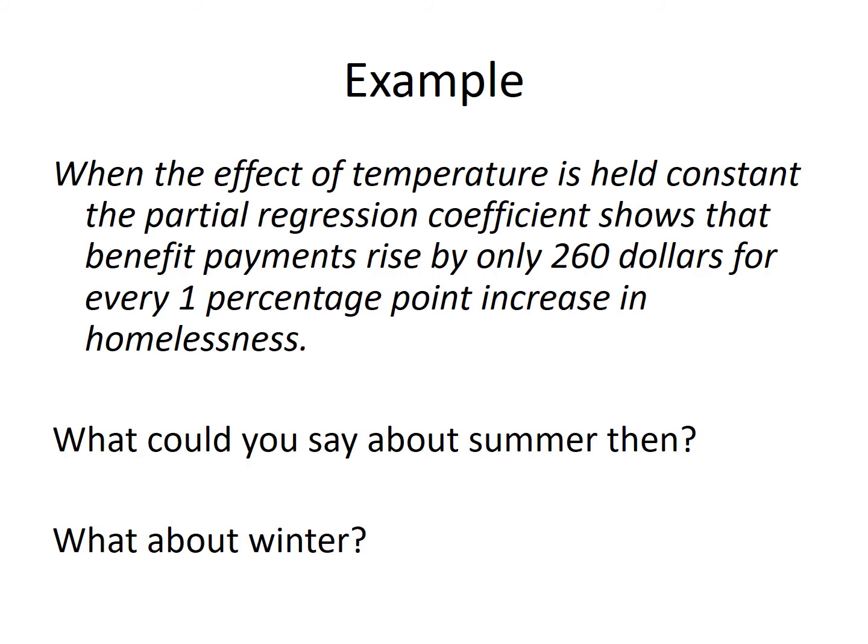So when the effective temperature is held constant, the partial regression coefficients show that benefit payments rise by only $260 for every 1 percentage point increase in homelessness. So what could you say about summer then? You could say that homelessness would decline, right? The benefits from the welfare would decline because it doesn't increase as fast. But if in winter the temperature declines, there would be more welfare payouts.